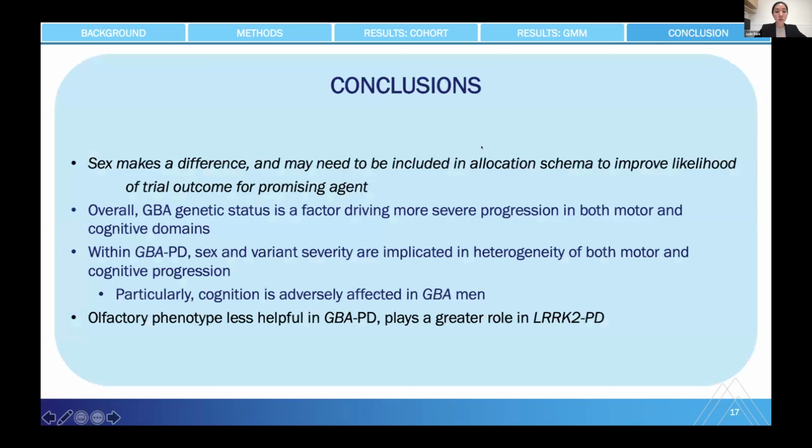So in conclusion, we want to share that sex does make a difference and needs to be included in allocation schema to improve the likelihood of trial outcomes. We saw that GBA genetic status drove more severe progression in both motor and cognitive domains. And within GBA, sex and variant severity did contribute to heterogeneity in both motor and cognitive progression. And I did also highlight that cognition was at first adversely affected in GBA men.